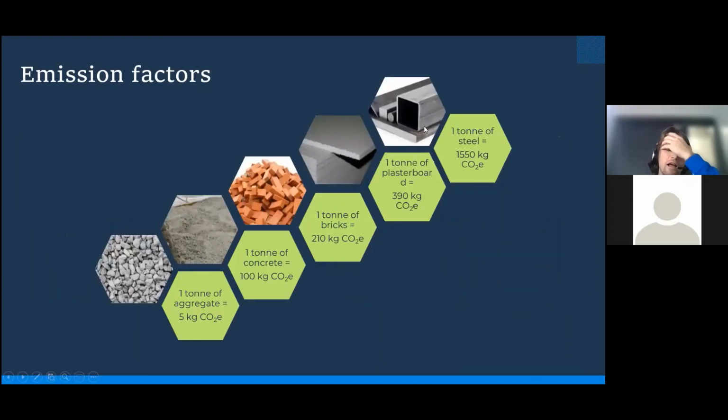Here, just looking at some key data around materials as well. A ton of aggregate is 5 kilos of carbon emissions. A ton of concrete generates 100 kilos of CO2. A ton of bricks 210. A ton of plastic board 390 kilos of carbon emissions, and then 1 ton of steel 1,500 kilos of CO2. So you can see there the different materials and what standard conversion factors are applied.